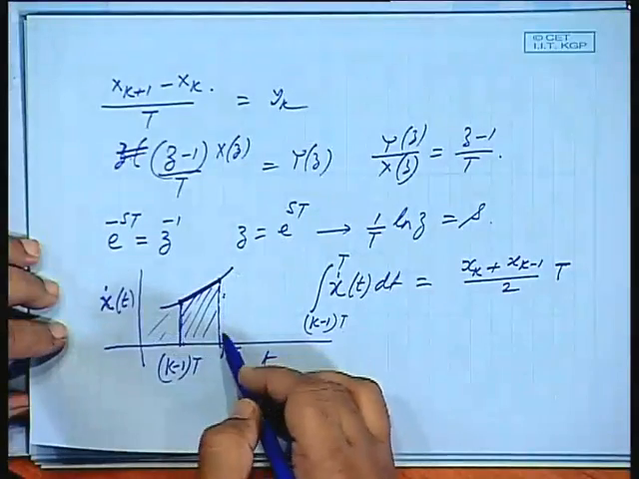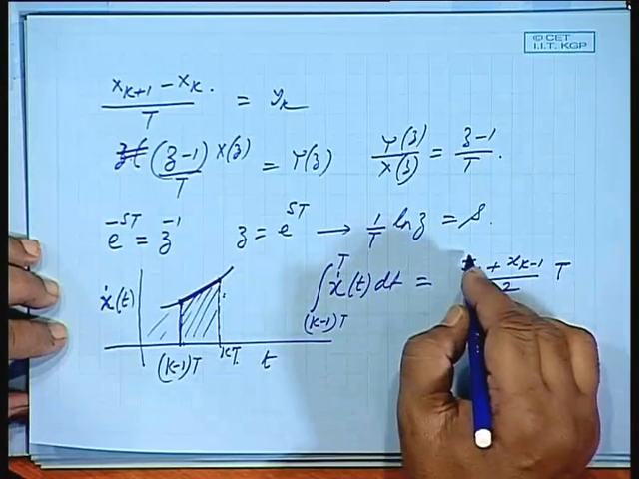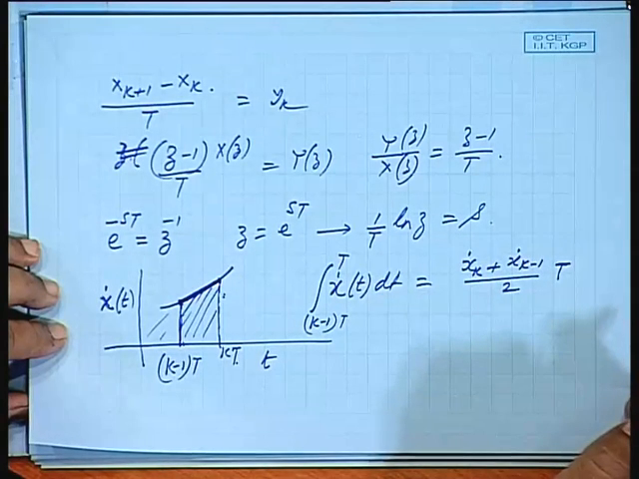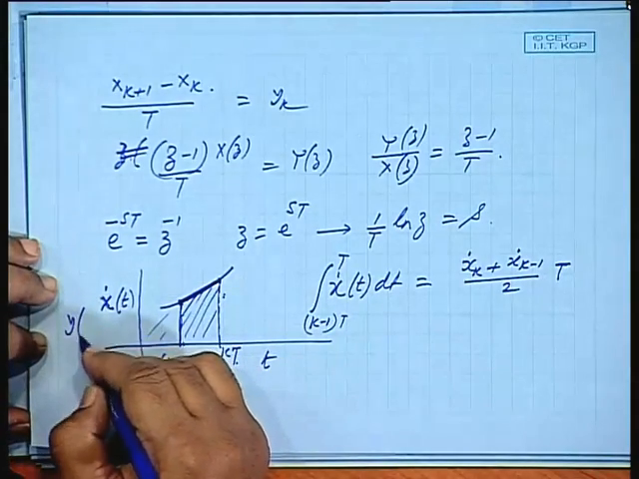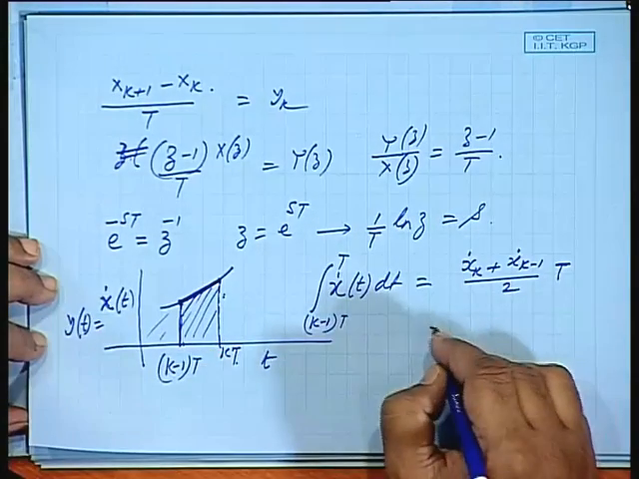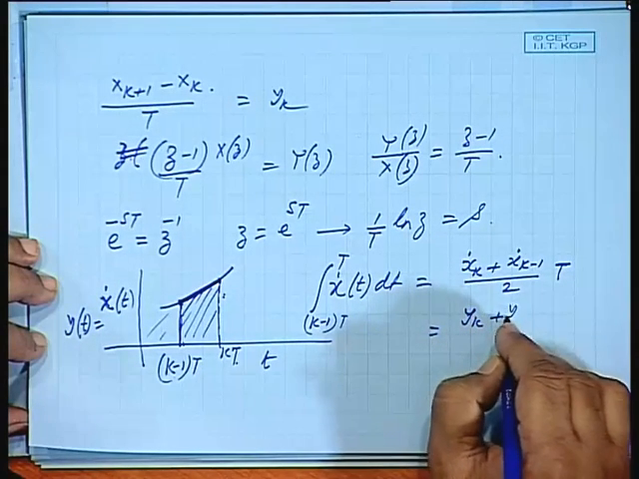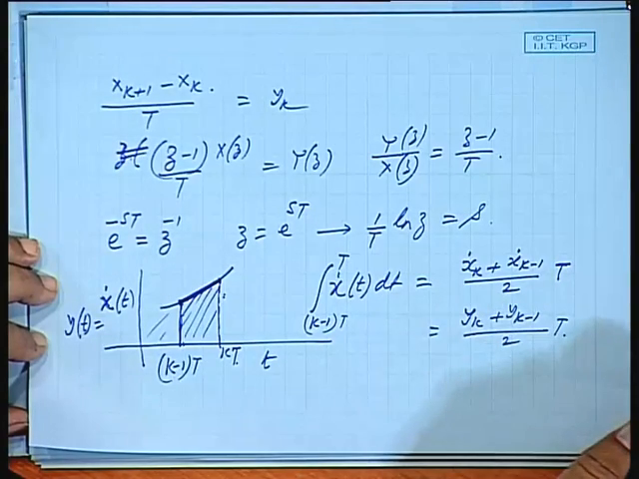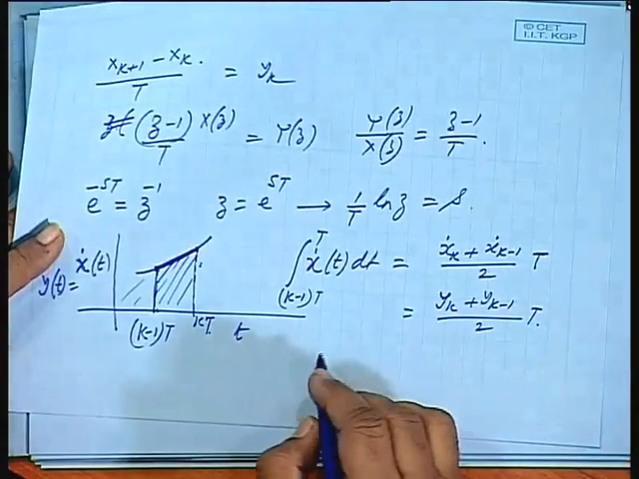It is the area of the trapezium. So, x dot k plus x dot k minus 1. If I call x dot k as y t, I can write this as y k plus y k minus 1 by 2 into t. And that is how much?